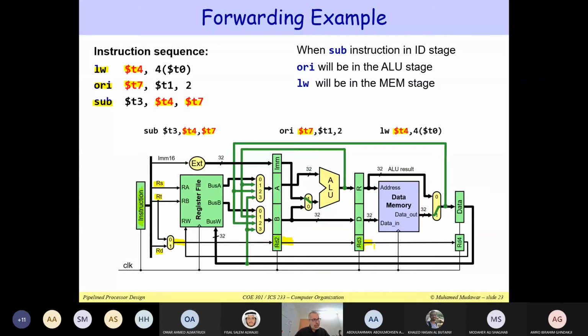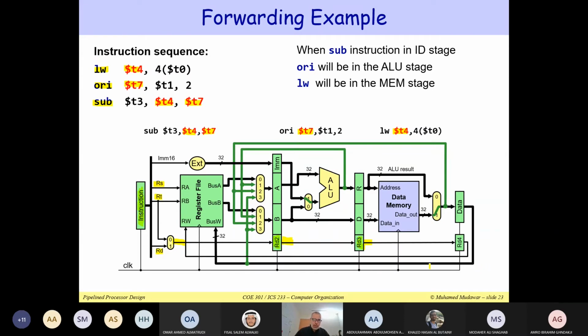So what I need to do is compare this RS and RT against RD2, against RD3, as well as against RD4. I'm not showing here any instruction, but we could actually also have a data dependence. You could actually have an instruction before the load. If it appears before the load, it will now be in the write back stage.